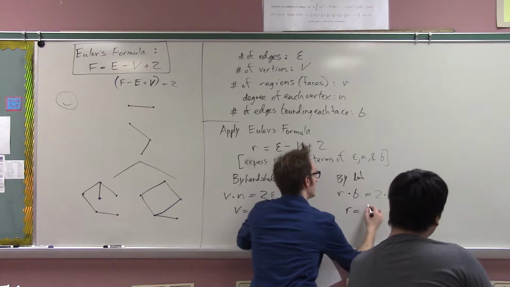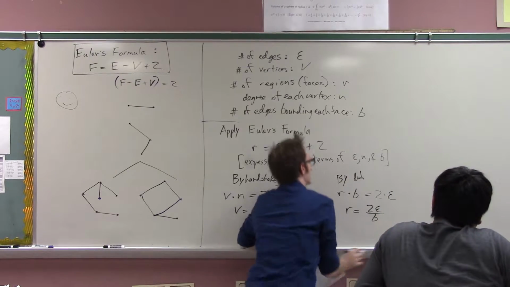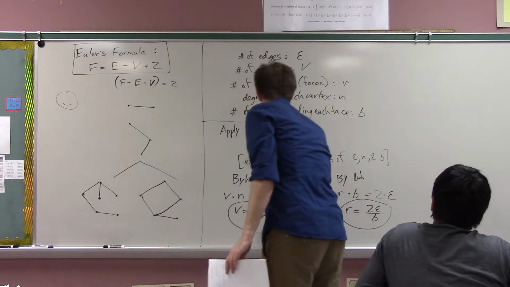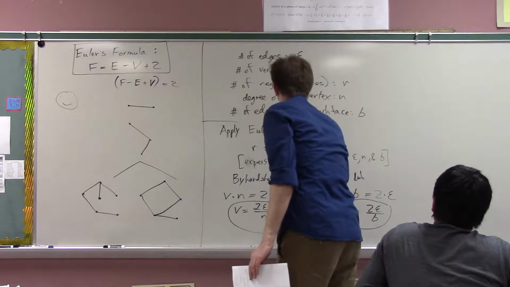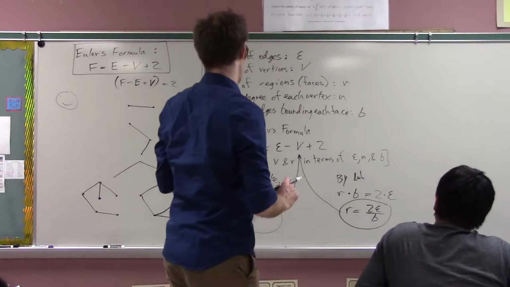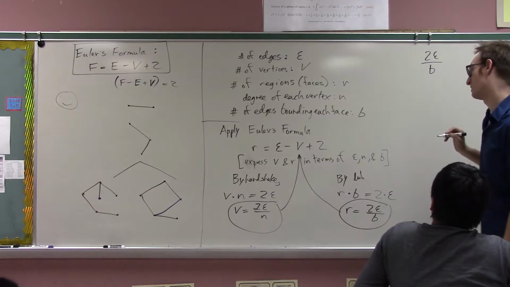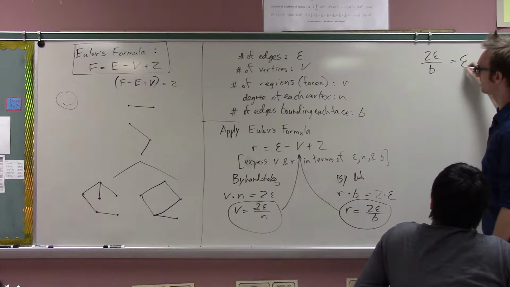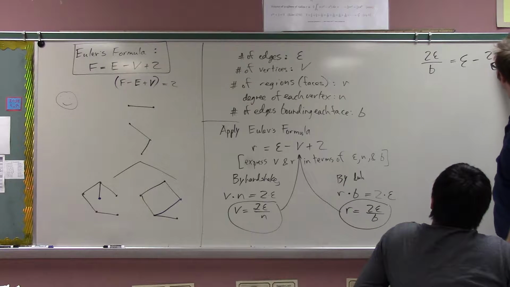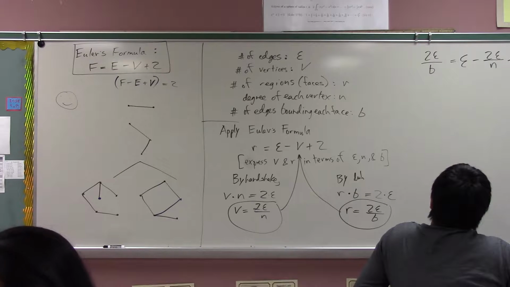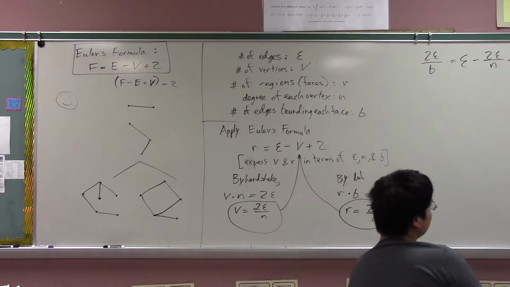Oh yeah, express R. So R is 2 epsilon over B. Okay, and basically I'm going to take this, and I'm going to take this, and I'm going to stick them into Euler's formula, and I end up with, let's see, 2 epsilon over B is R equals epsilon minus 2 epsilon over N plus 2. Is that what I wanted to do? Sure. Okay, and now I want to simplify things a little bit.